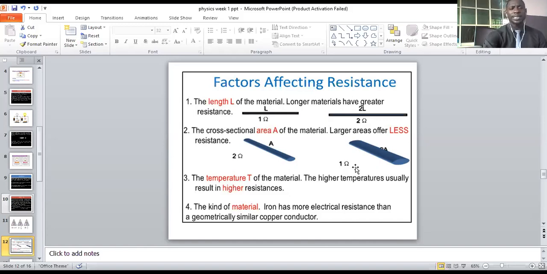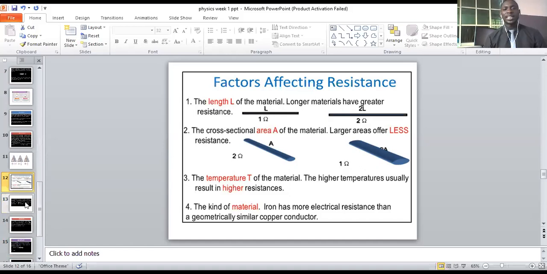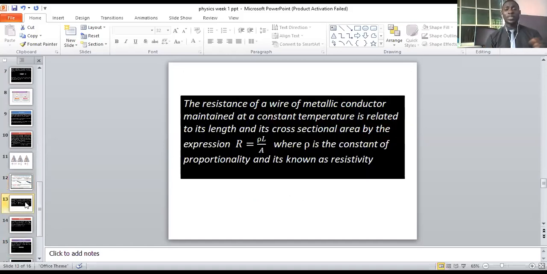So we'll go to the next thing, which is the resistance of the wire of a metallic conductor maintained at a constant temperature. It is related to its length and cross-sectional area by an expression. When the temperature is constant, you can express it that R is directly proportional to the length and inversely proportional to the cross-sectional area.